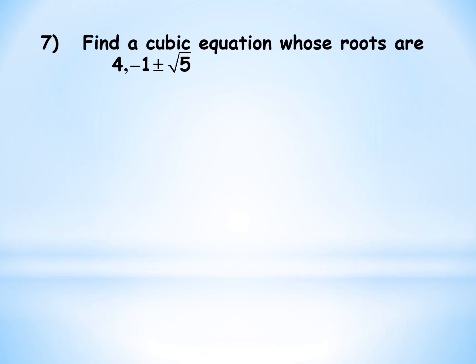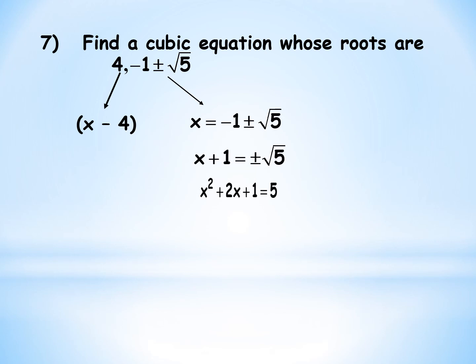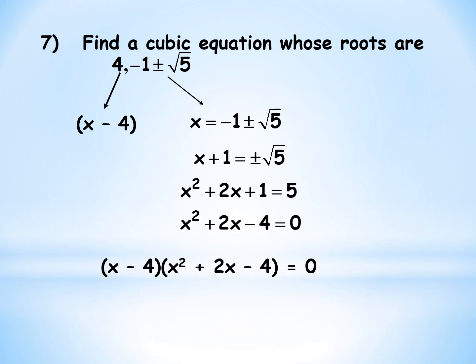Find a cubic equation whose roots are 4 and negative 1 plus or minus square root of 5. Again, the 4 is not really a problem. I know that that's x minus 4. And here when I have negative 1 plus or minus the square root of 5, I'm going to add the 1 over. I'm going to square both sides, expand that polynomial, and then subtract the 5. Then I'm going to have to put those two together and multiply it out.